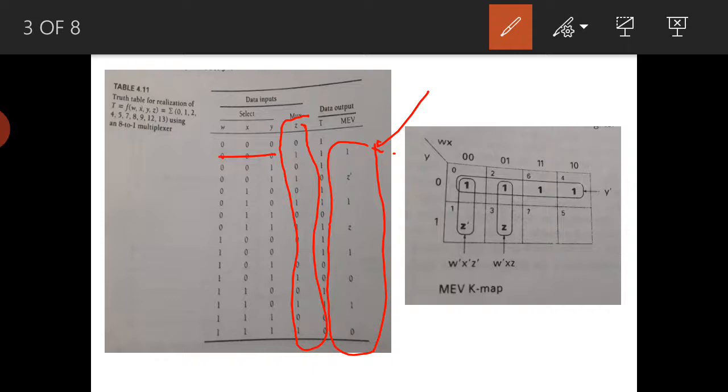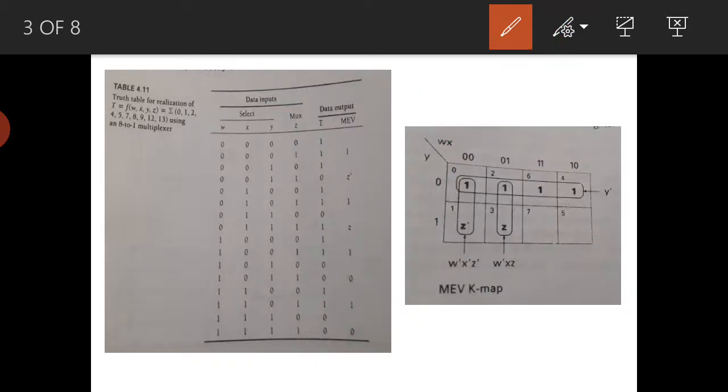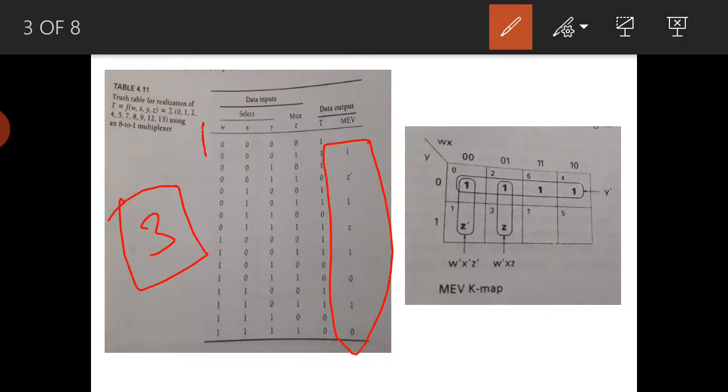Now let us see the number of outputs: 1 2 3 4 5 6 7 8. So there are only 8 outputs. If there are 8 outputs, I can directly use the K-map. In this case, only 3 variables are enough, which we take as w, x, y. If I put the same values in the K-map like this, as shown here, we get 1 1 1 1 and z bar and z.